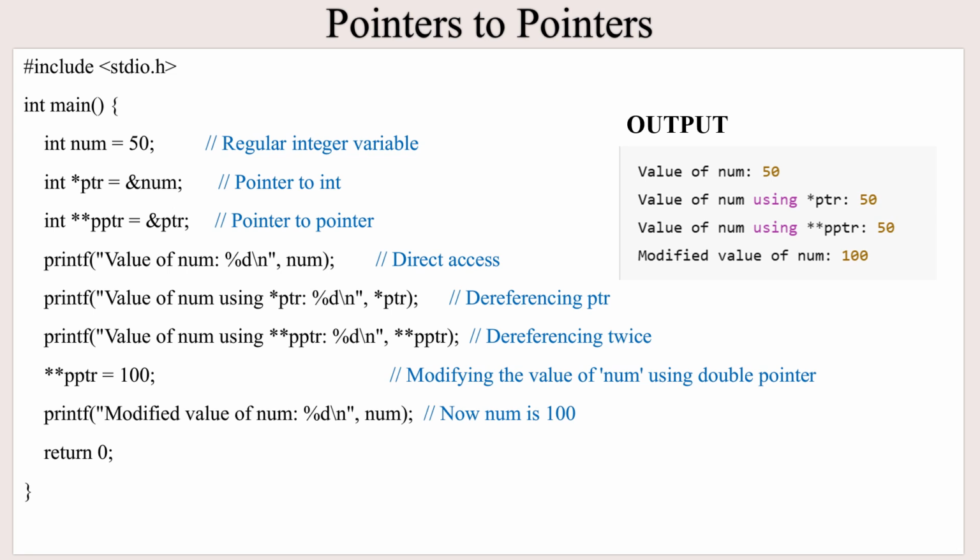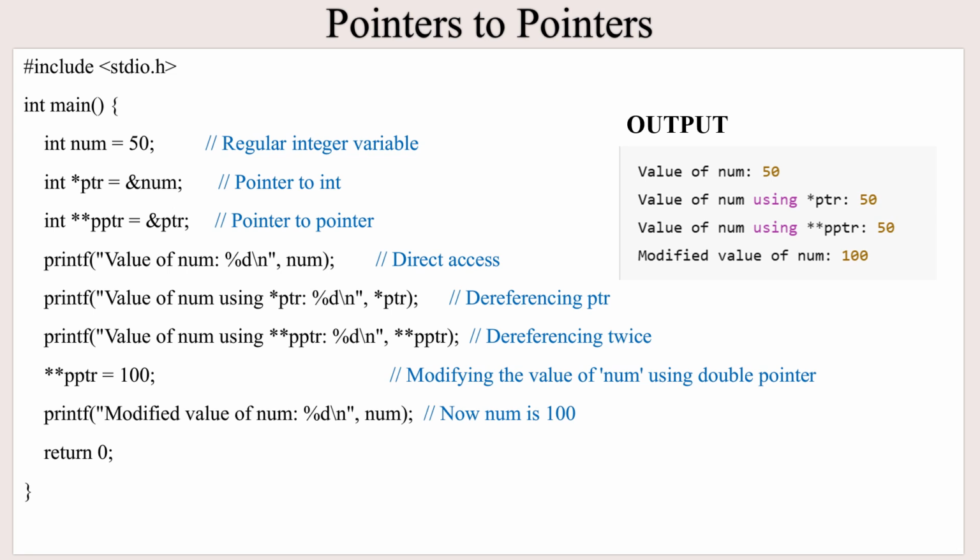Pointer to pointer example. Variable declaration: num is a regular integer variable initialized to 50. Pointer to number: ptr is a pointer that stores the memory address of num. pptr is a pointer to a pointer, meaning it stores the address of ptr.